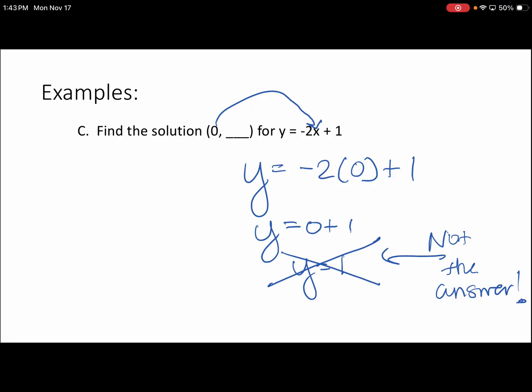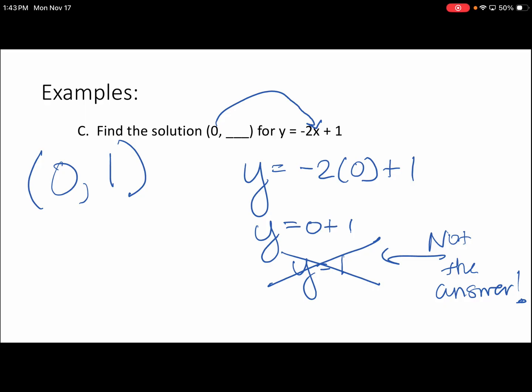Why is it not the answer? Because this says y is always 1. Is y always 1? No, y is 1 when? This is the solution that I found, 0, 1. It's not always 1 because if I had plugged a 1 in there, I would have gotten a different answer. And if I would have plugged a 2 in there, I would have got a different answer. I plugged in negative 2, different answer. So, yes, you get y is 1, but that's only when it's that way. This is not the answer. This is a special case we're going to talk about in a minute. Have to write it as an ordered pair.